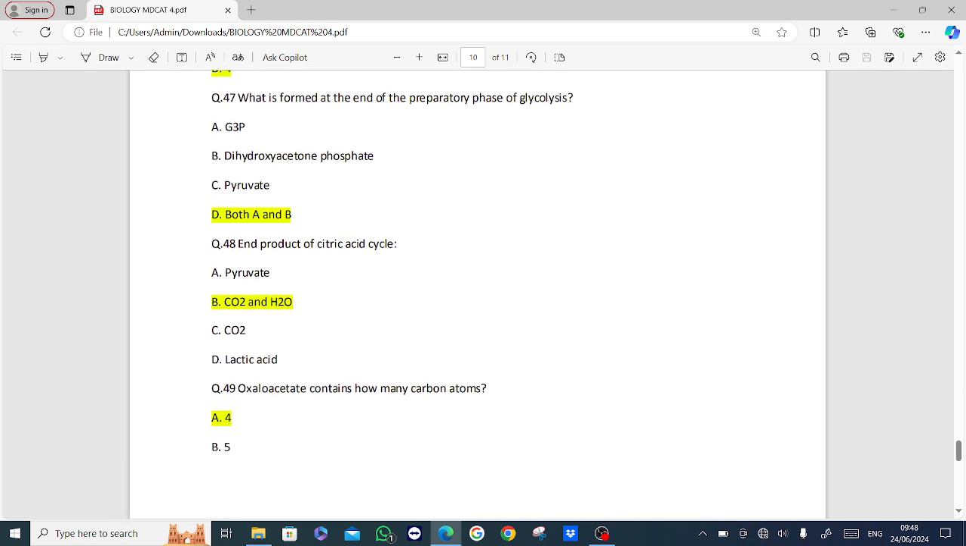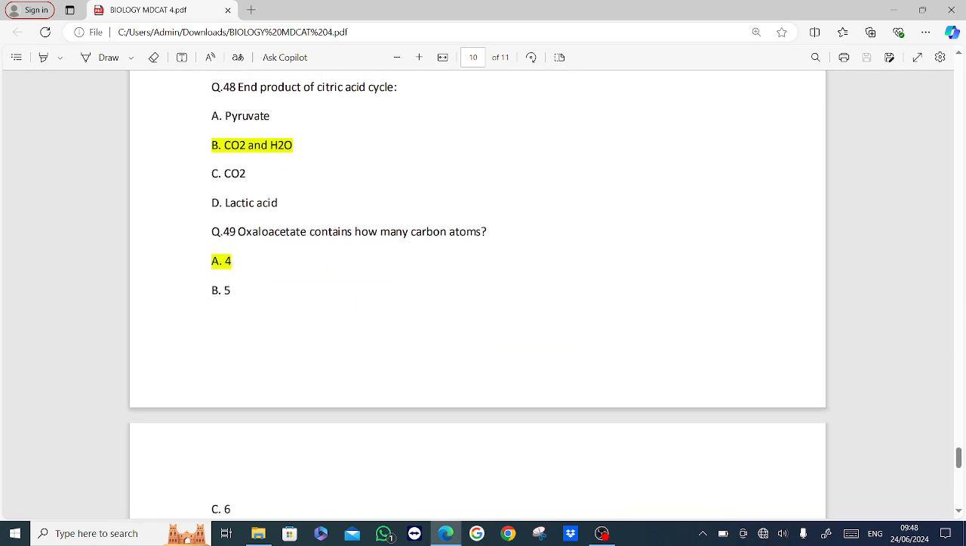Next MCQ is: end product of citric acid cycle. Options are pyruvate, CO2 and H2O, CO2, lactic acid. Answer is option B, CO2 and H2O.